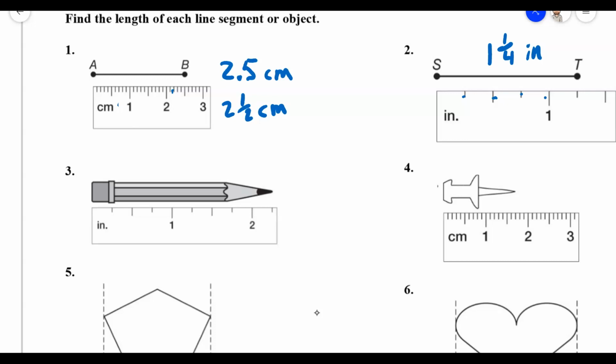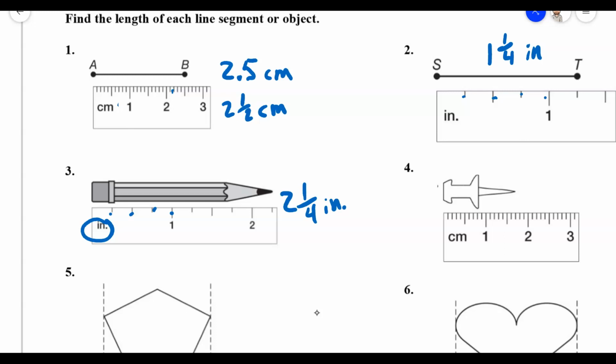All right. In the next one, we have a pencil, and we're measuring in inches again. So let's check. What are we breaking these into? 1, 2, 3, 4. And now I have 2 whole inches here and 1/4. So this would be 2 1/4 inches, or again 2.25 inches if we wanted to use a decimal.